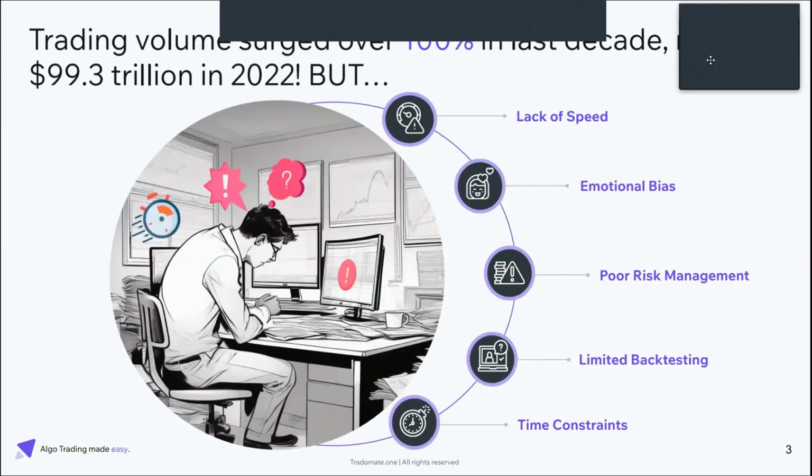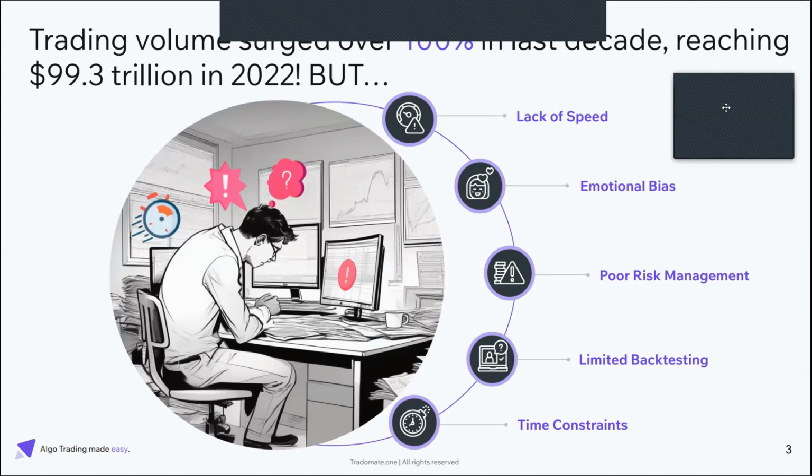If you look at the entire trading space, in the US itself, in the last decade, the trading volume has surged by over 100%. It reached close to $100 trillion in 2022. And in 2023, we have data till September, and it has already crossed $95 trillion. You can see a big demand in the trading space. It includes both institutional and retail trading, but the main idea here is that stocks are getting traded a lot. This is just the US data.